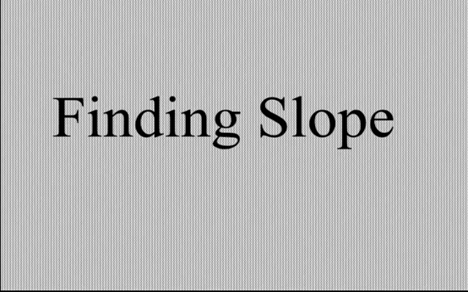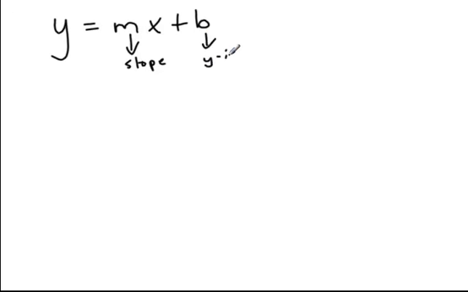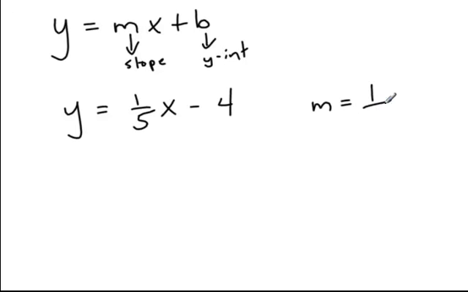So here we're going to learn how to find slope in a variety of different ways. First thing, if I have an equation in slope-intercept form, y equals mx plus b, then we know that the m is the slope and the b is the y-intercept. So if I give you the equation y equals 1/5 x minus 4, we know that the slope is what, Michael? 1/5. It's not the x, it's just the 1/5.